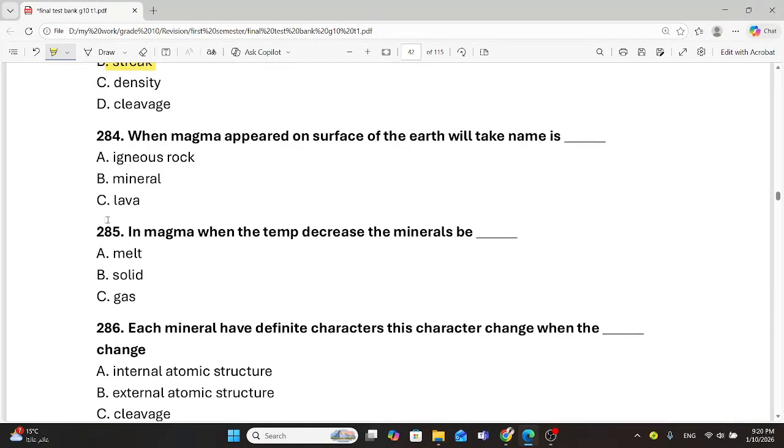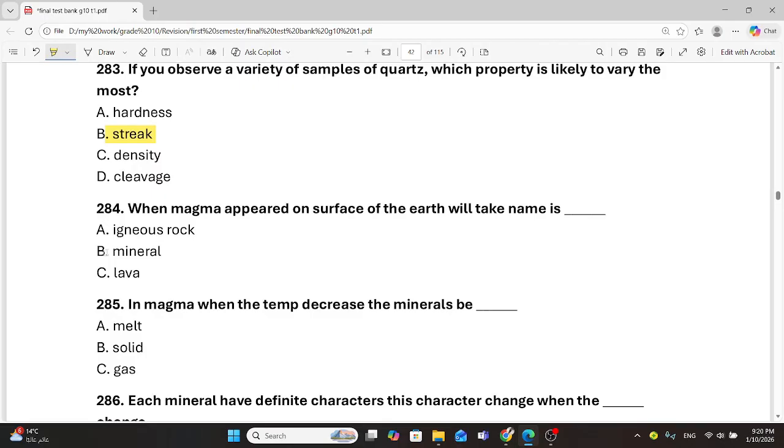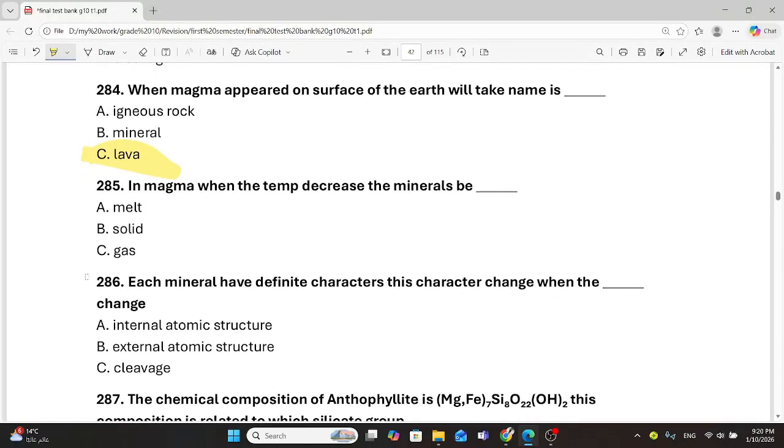When magma appears on the surface of the earth, it will take the name of lava. When magma's temperature decreases, the minerals form salt, of course, salt.